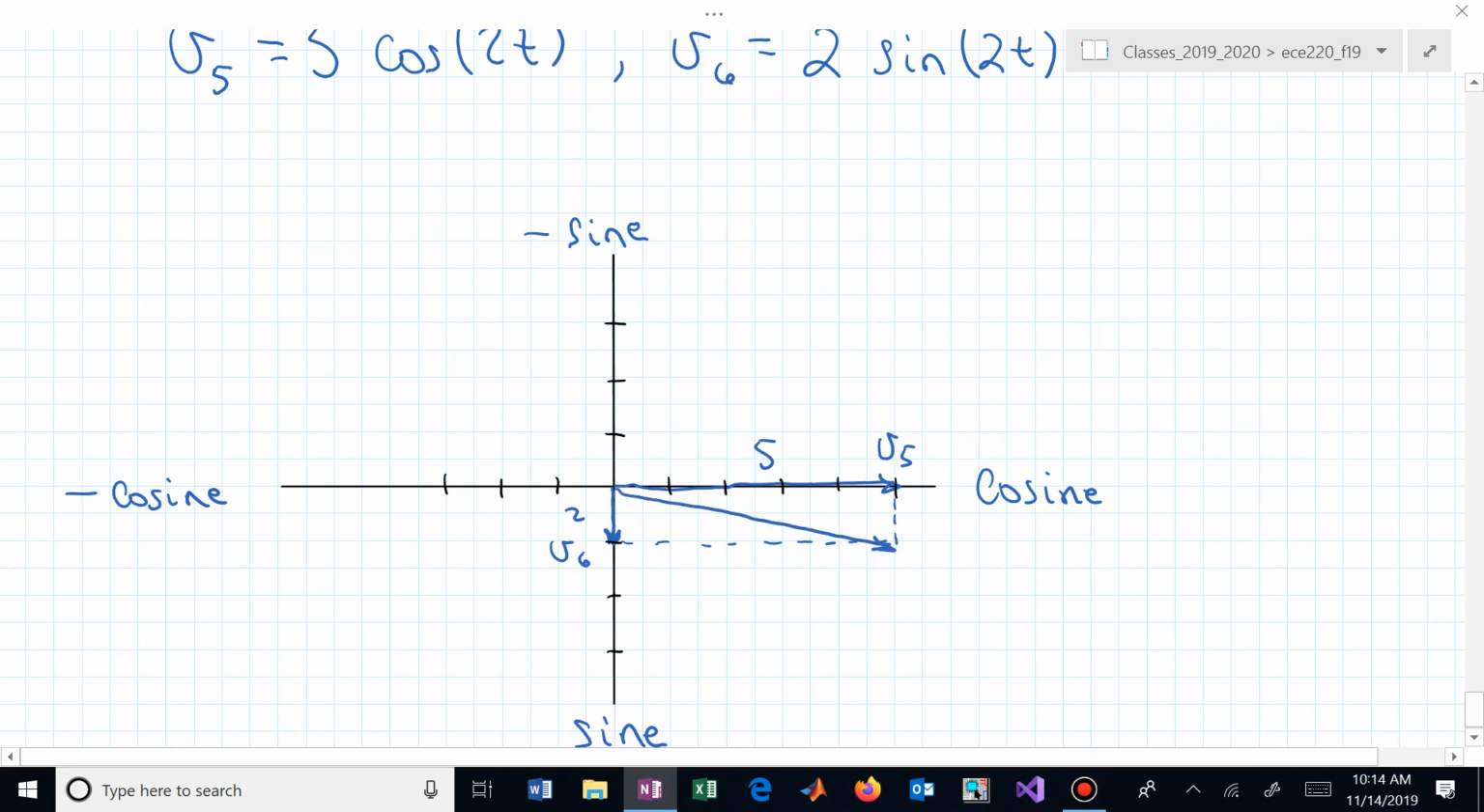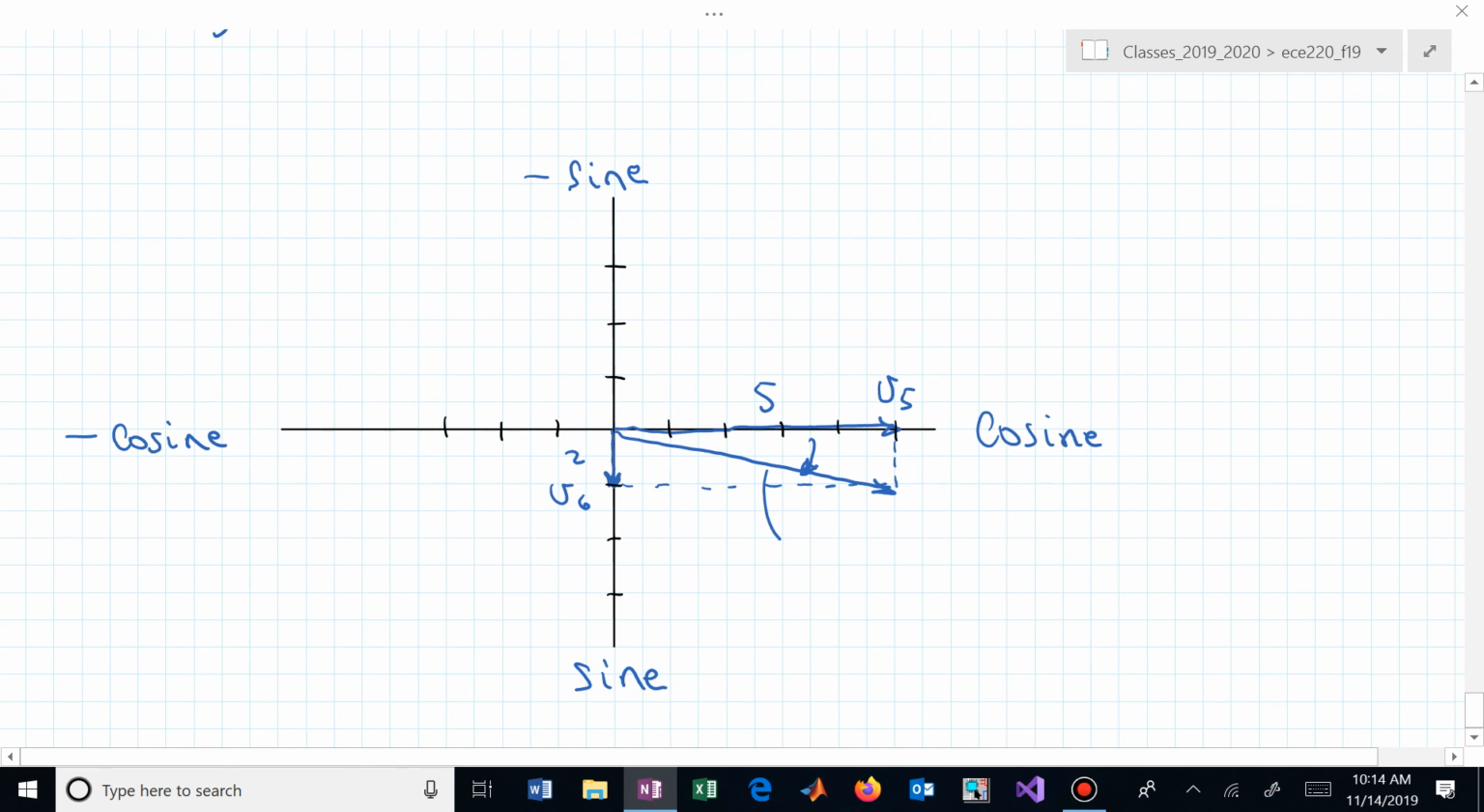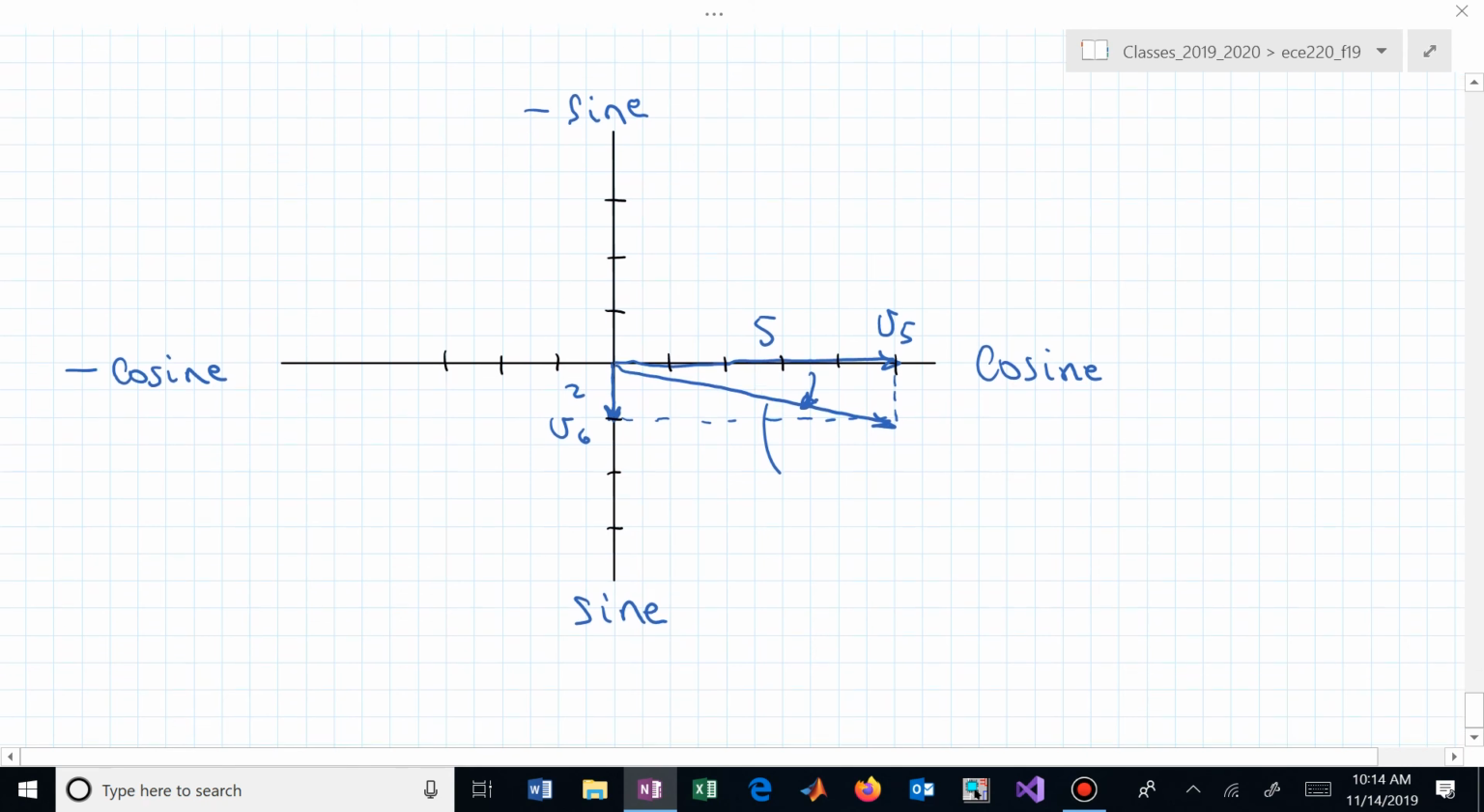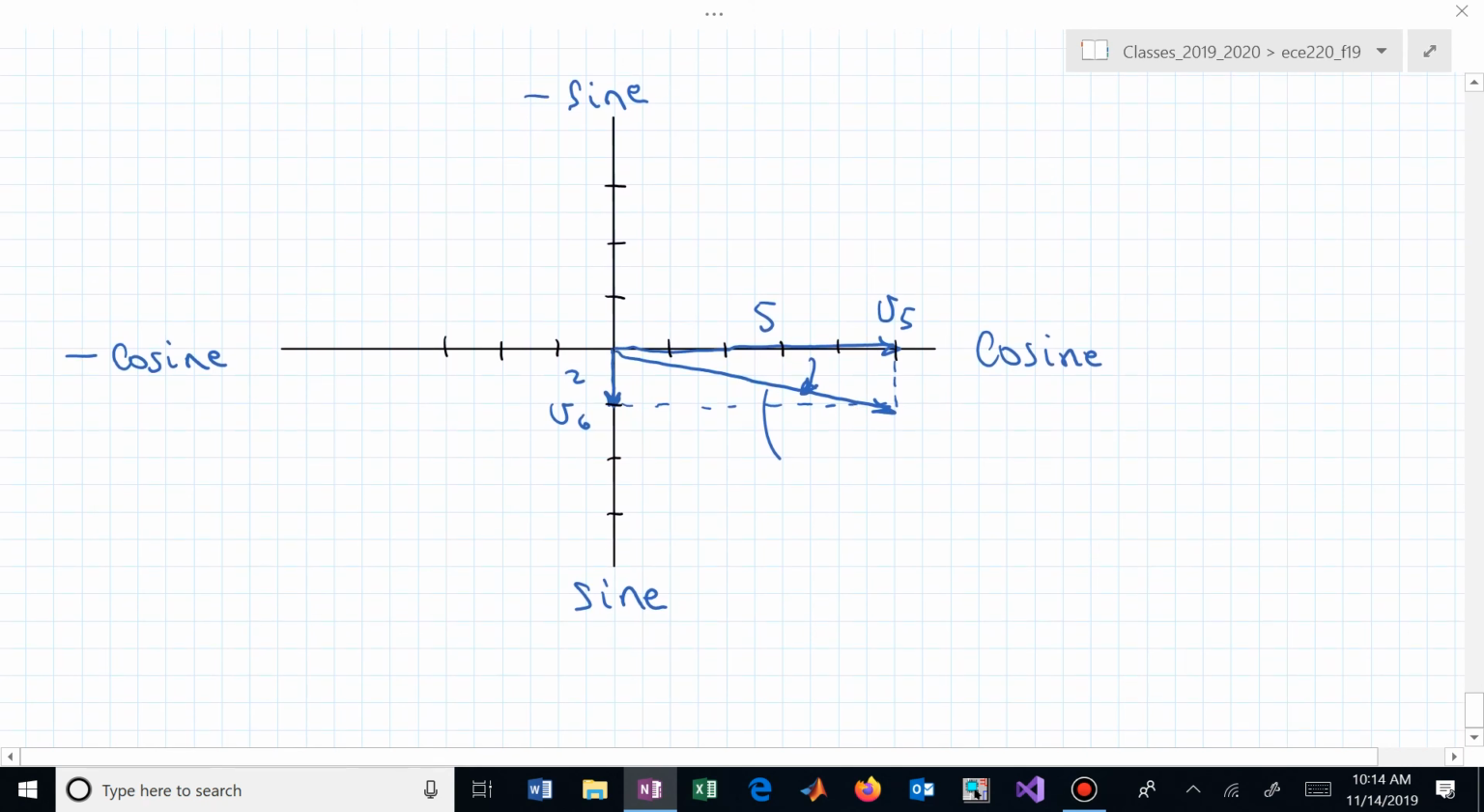So there's the vector, and we now want to find that angle. So what's the length of that vector? And let's say that we want to describe this as a cosine waveform. What's the angle? What's the sign of the angle? Positive or negative? It's below, and we were measuring everything positive counterclockwise. This angle is going to be negative.